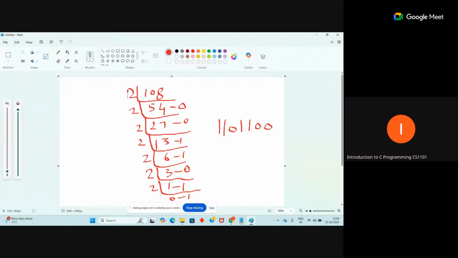But here we have only 7 bits. We are asked to represent it in 8 bits. So initially we will add a 0. This preceding 0 doesn't have any value. So this is the answer: 01101100.